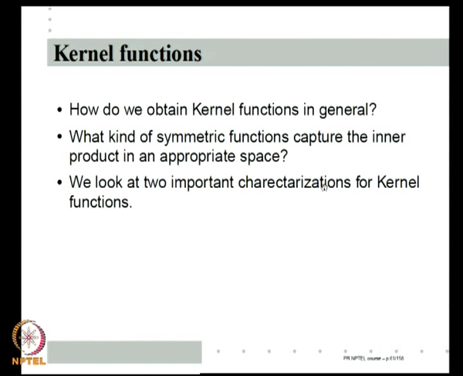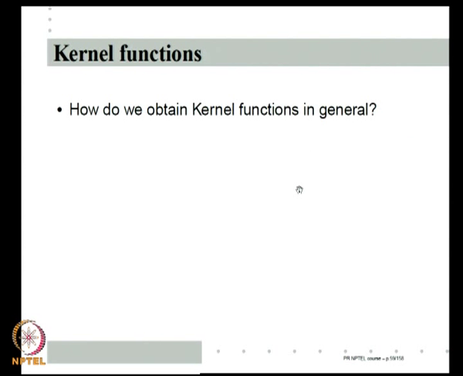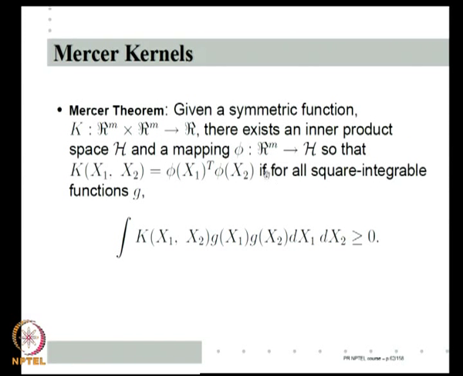We currently define two characterizations for this. One of them we may expand later on, but right now let us define two ways of saying when a function will satisfy what we want. The first is what is called Mercer's theorem. The kernel functions that satisfy this are called Mercer kernels.